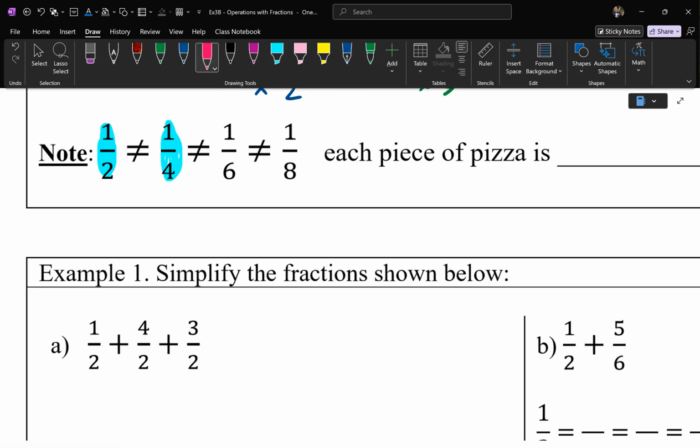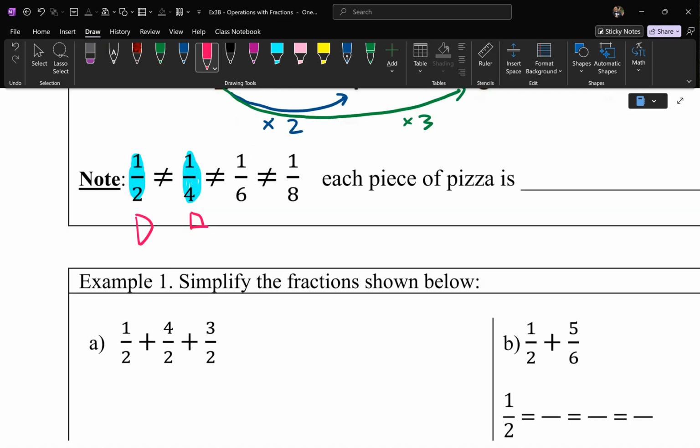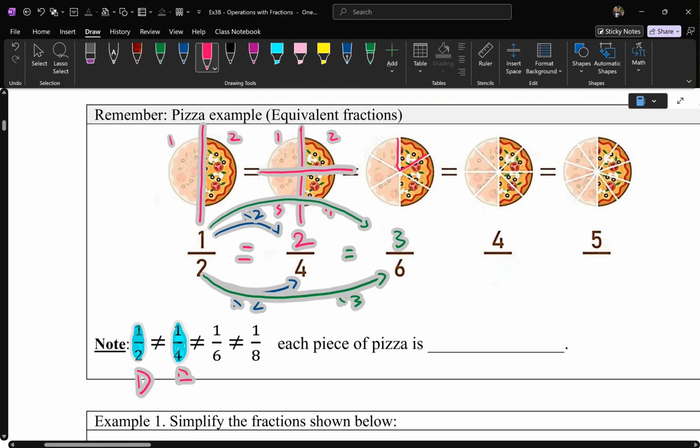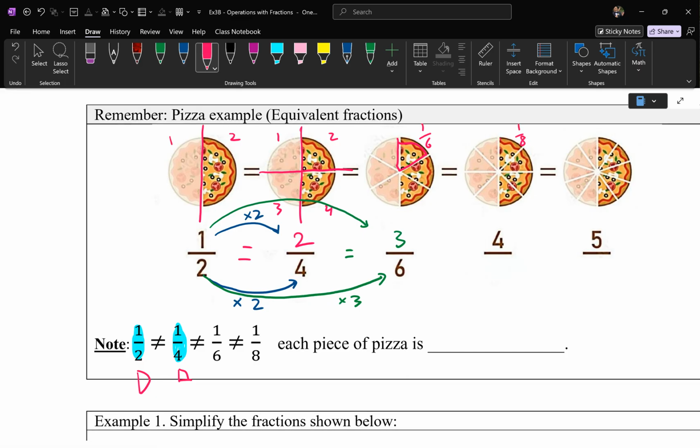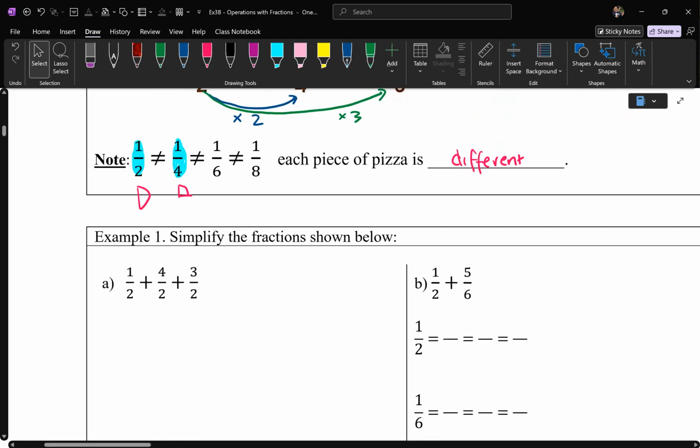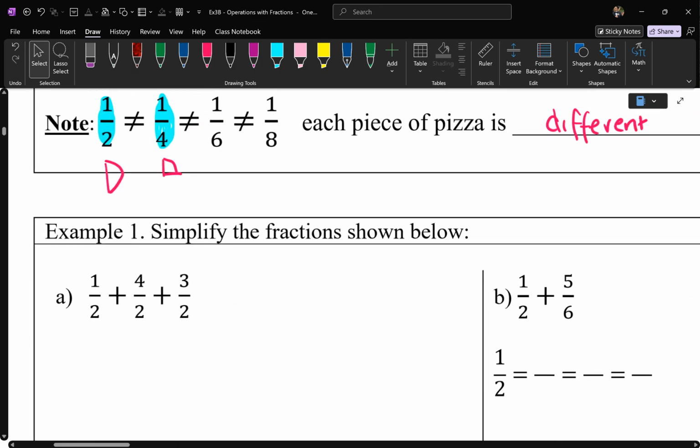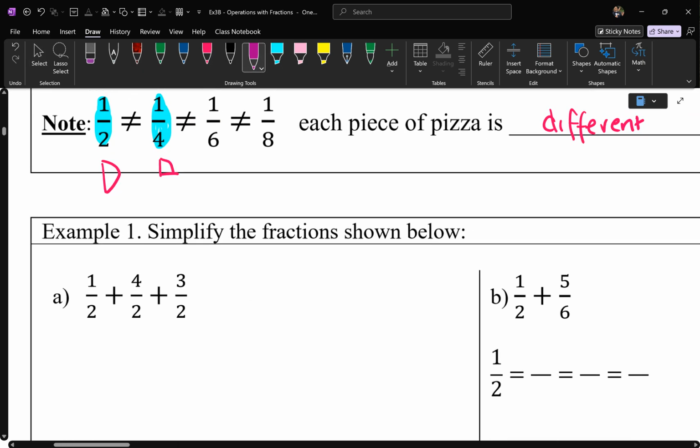In picture-wise, this is half of a pizza. A quarter is this small. 1/6 looks like this. This is 1/6. That's 1/6. This is 1/8. Each of the pizzas are different. So here, each piece of a pizza is different. That's going to be the key thing as to why when we ask students to add fractions, you can't do this.